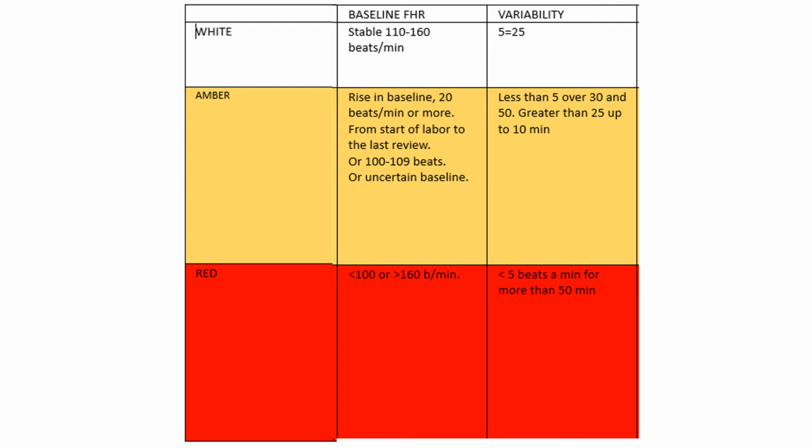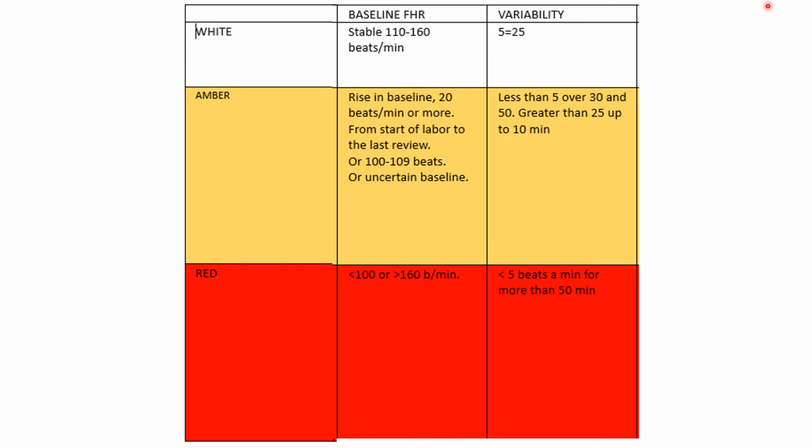Now we move on to the column for variability. The variability is determined by looking at the minor oscillations in the fetal heart rate, which usually occur at 3 to 5 cycles in a minute. Measure it by estimating the difference in beats per minute between the highest heart rate and the lowest heart rate in a 1-minute segment of the trace between the contractions, excluding decelerations and accelerations.